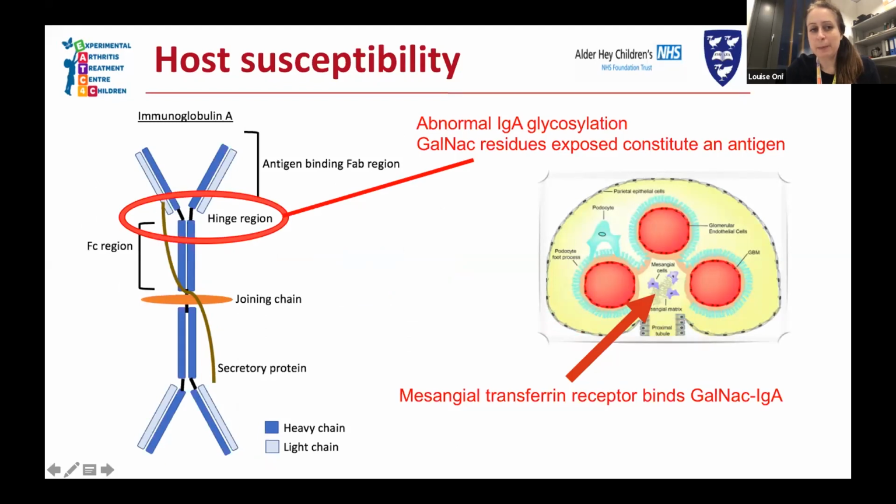So what exactly is happening? Within the actual immunoglobulin A molecule, it's believed to be the hinge region of this molecule that's abnormally produced, and it's thought to be the glycosylation of this protein, and it produces certain areas such as GalNAc residues, which are able to promote an immune response and constitute an antigen. And some papers have suggested that this is able to directly bind within the mesangial cells, and this direct binding from this IgA complex to the mesangial cells might produce the downstream inflammation that we well recognize with this disease.